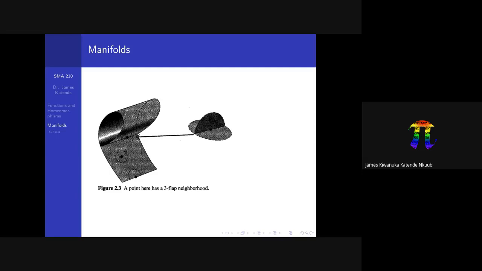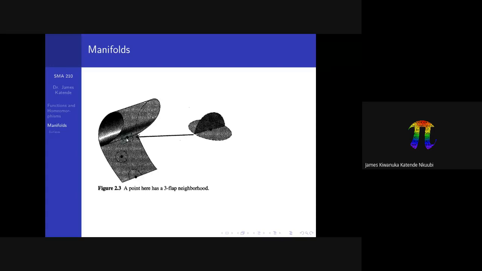So here you have a flap, and on the flap also you'll have different types of neighborhoods. If you pick a point that is on the edge here, you can see the neighborhood is just this semicircular region, including the boundary here, or part of the boundary. If a point is on the interior of the surface here, you can see the neighborhood is just a circular region.